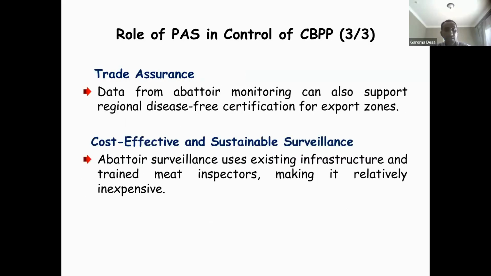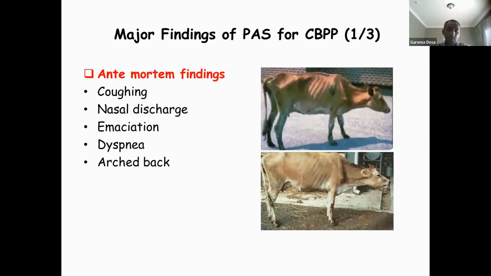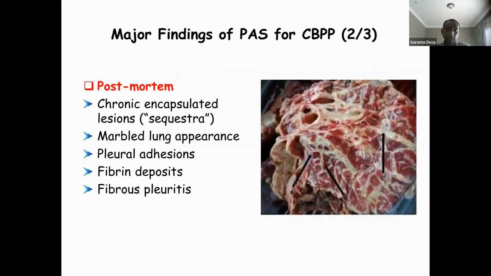Trade assurance, cost-effective and sustainable surveillance. We are not going to add any expense in order to conduct CBPP surveillance because we are going to use existing abattoir infrastructure and trained meat inspectors, which makes it inexpensive and cost-effective, especially in resource-limited African countries. The major findings of participatory abattoir surveillance, this is, I think, addressed by my colleagues.